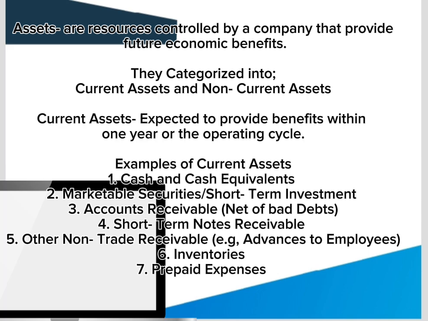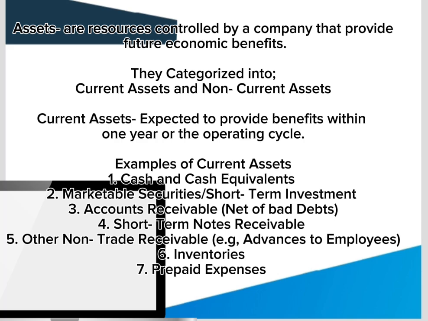Assets. First of all, what are assets? Assets are resources controlled by a company that provide future economic benefits. Assets represent everything a company owns. They are categorized into current assets and non-current assets. First of all, what are current assets? Current assets are expected to provide benefits within 1 year or the operating cycle. They are also expected to be converted to cash or used up within 1 year.